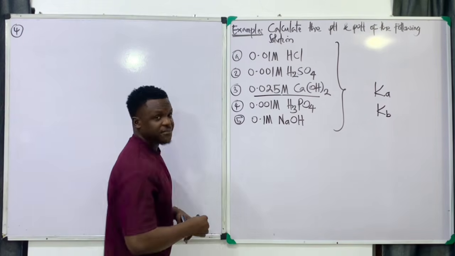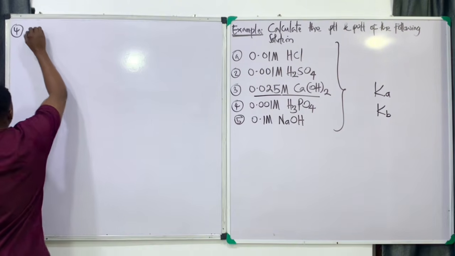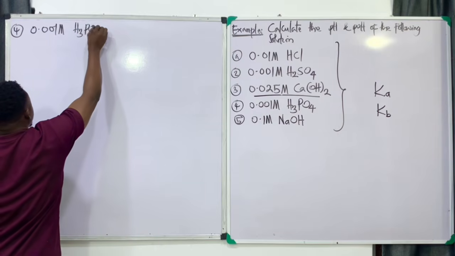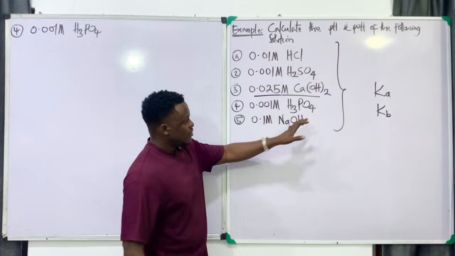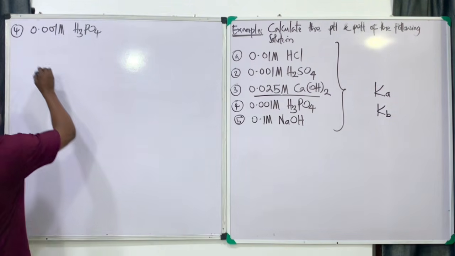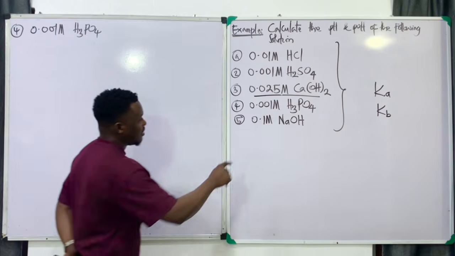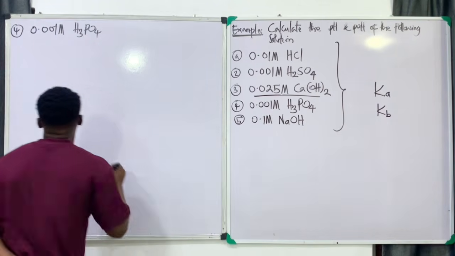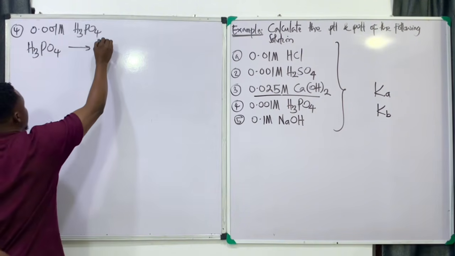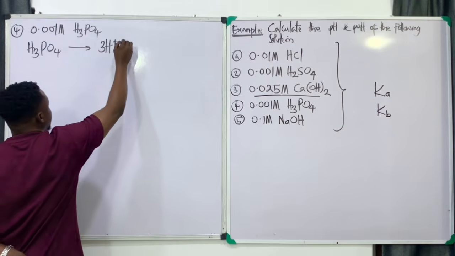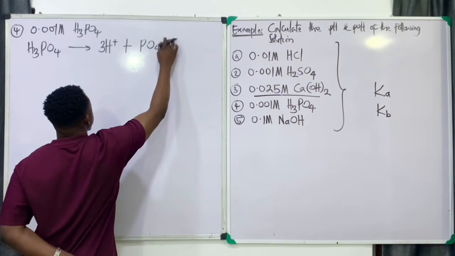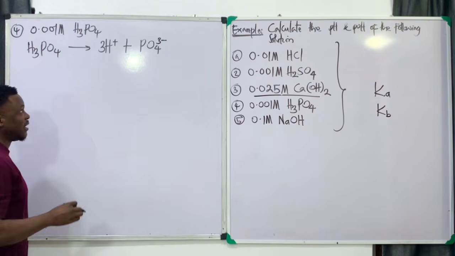Now this is an acid. That is an acid: 0.001 molar H3PO4. Now this is phosphoric acid. So let's dissociate this. If you notice, you have 3 hydrogens here, so this will give rise to 3H plus. We have H3PO4 giving us 3H plus and PO4 3 minus. Please take note of that.